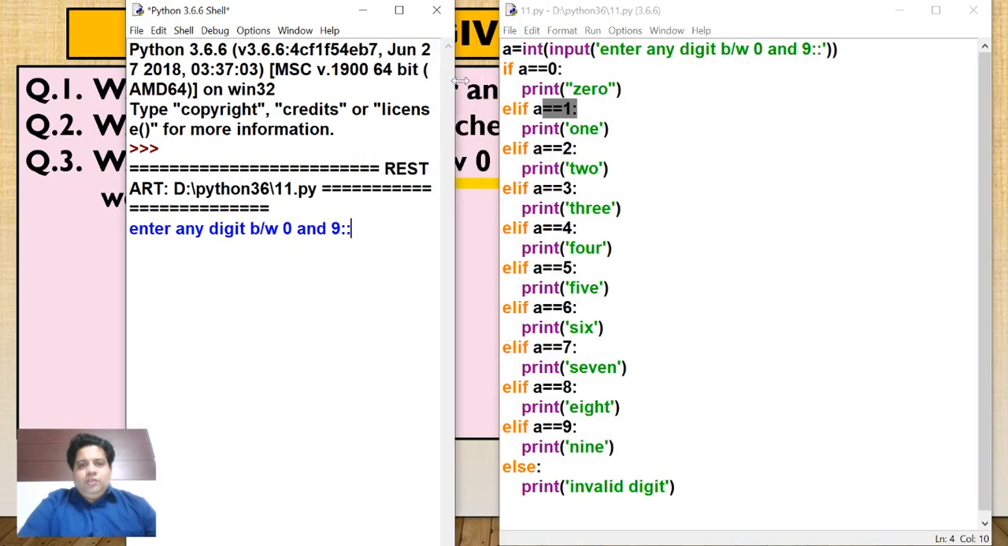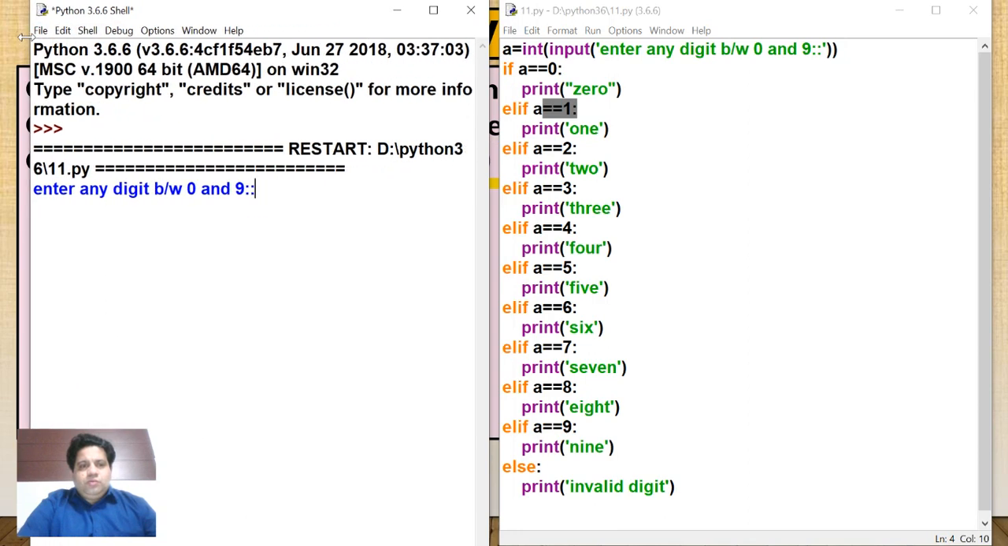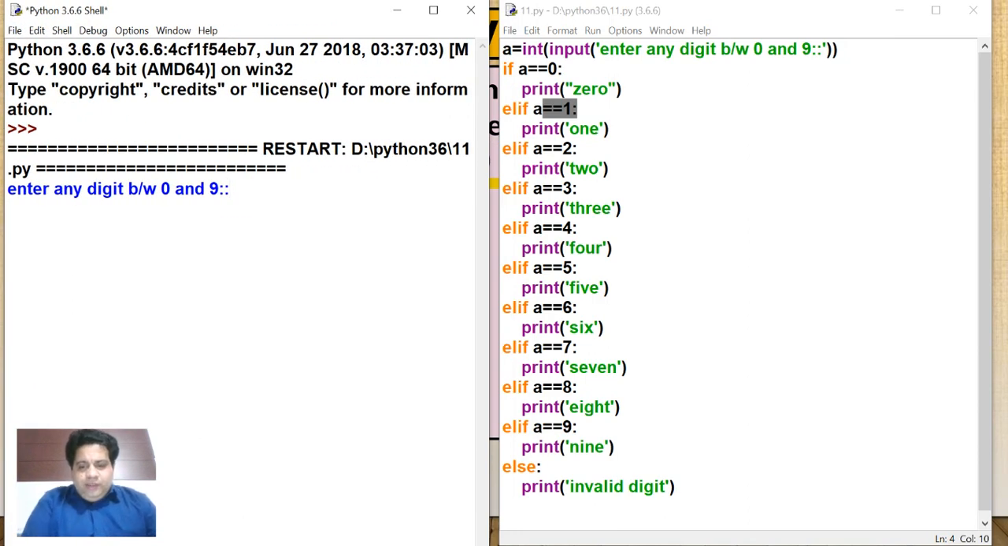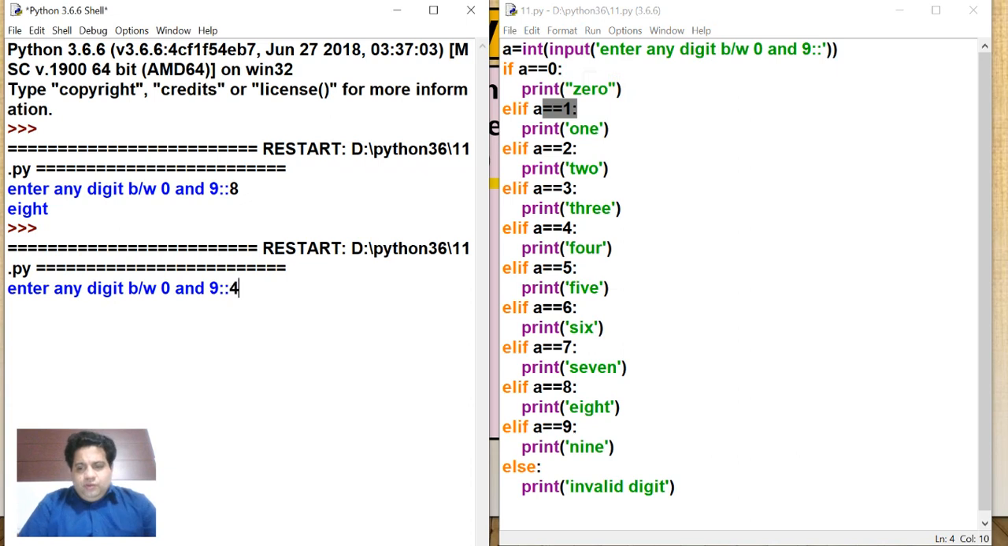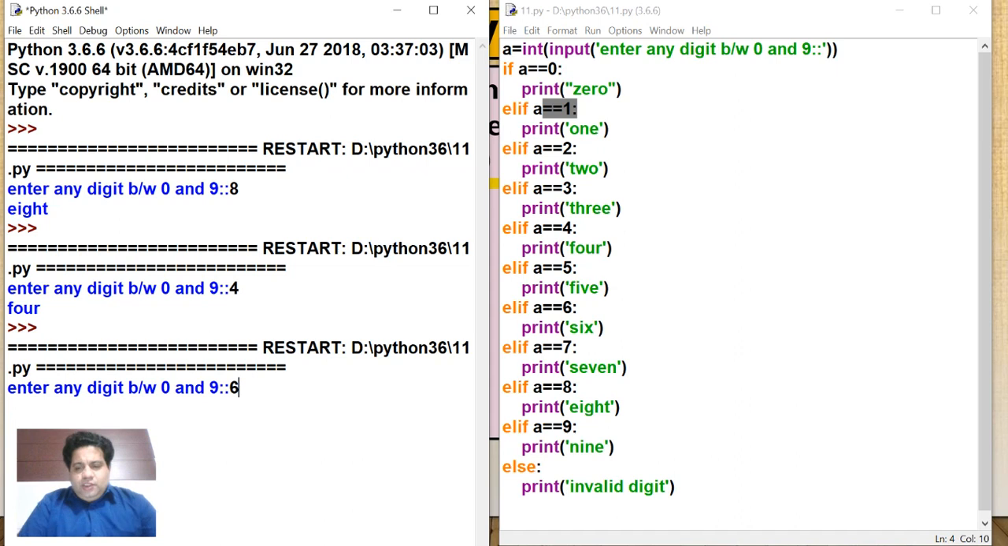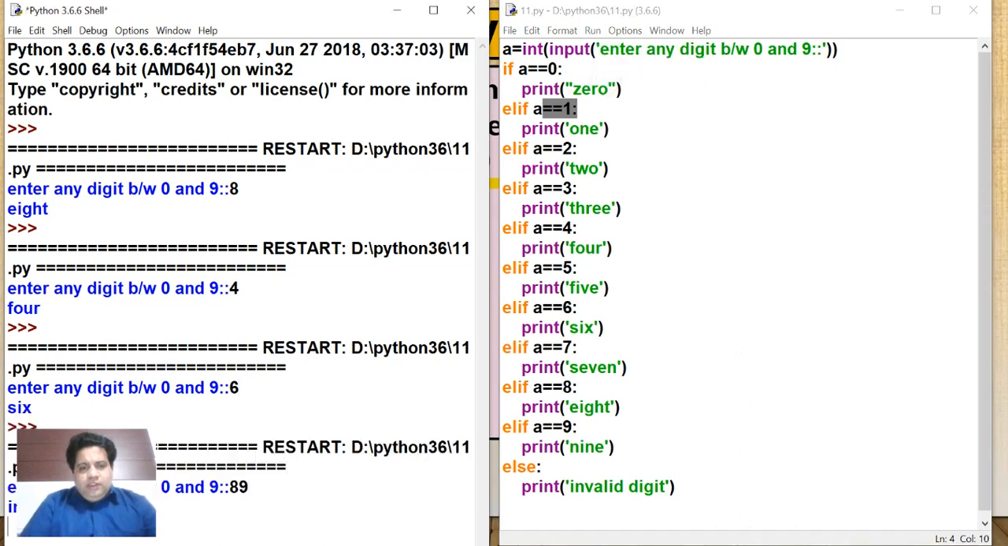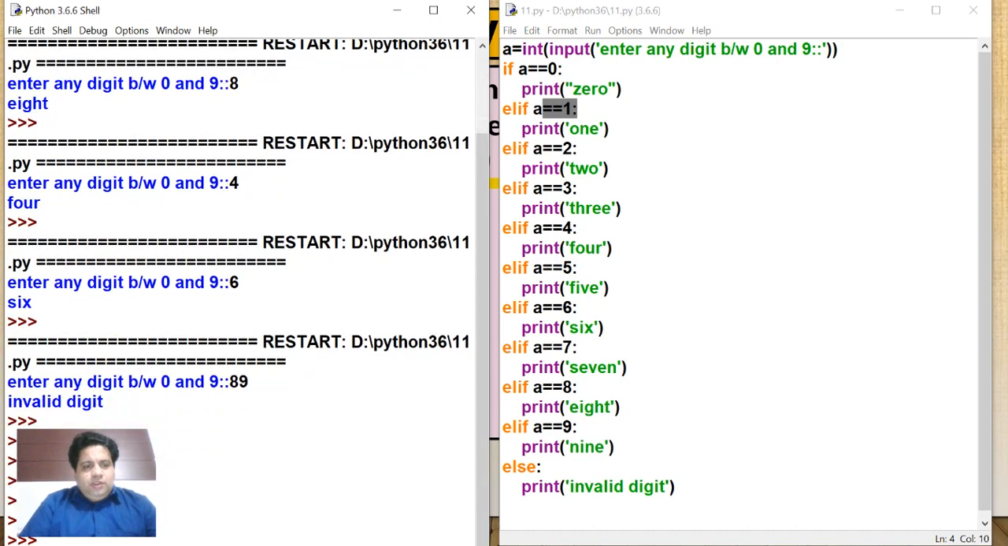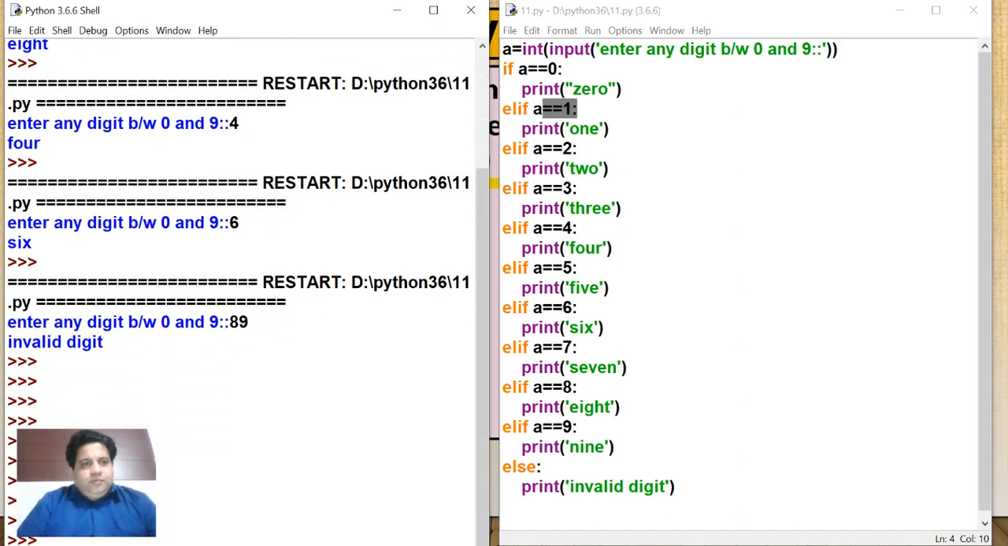This is the program window and this is the output window. Enter digit between 0 and 9. Now 8. See the answer is in words, 8. Again run the program. 4. Again run the program. 6. Okay, again run the program. I give 89. Now see the output is invalid digit. So are you getting the program? Okay.